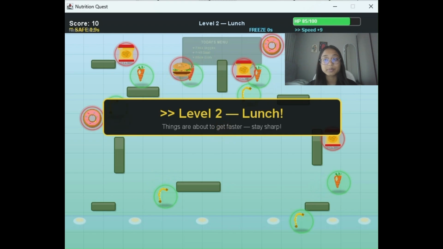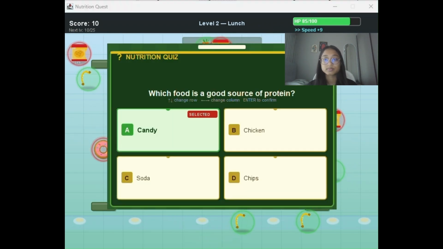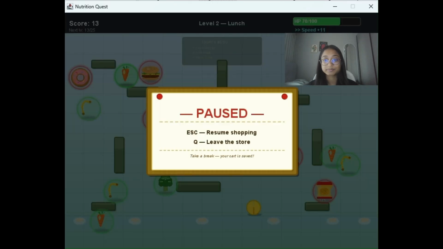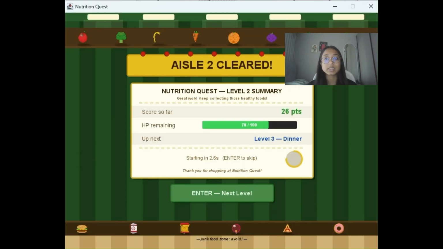As the player progresses, the game transitions to the next level. The game can also be paused and resumed by pressing the Escape button. And this is our last level.